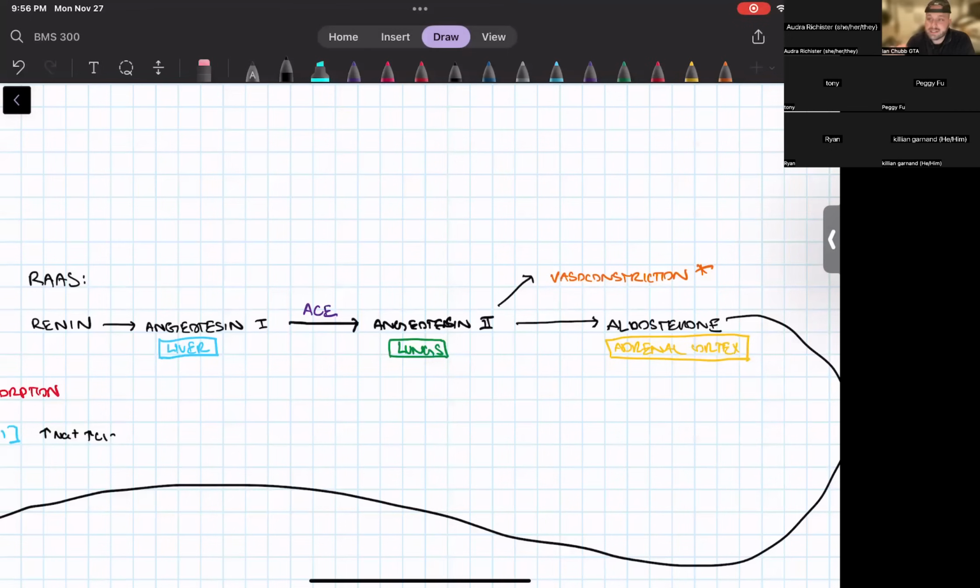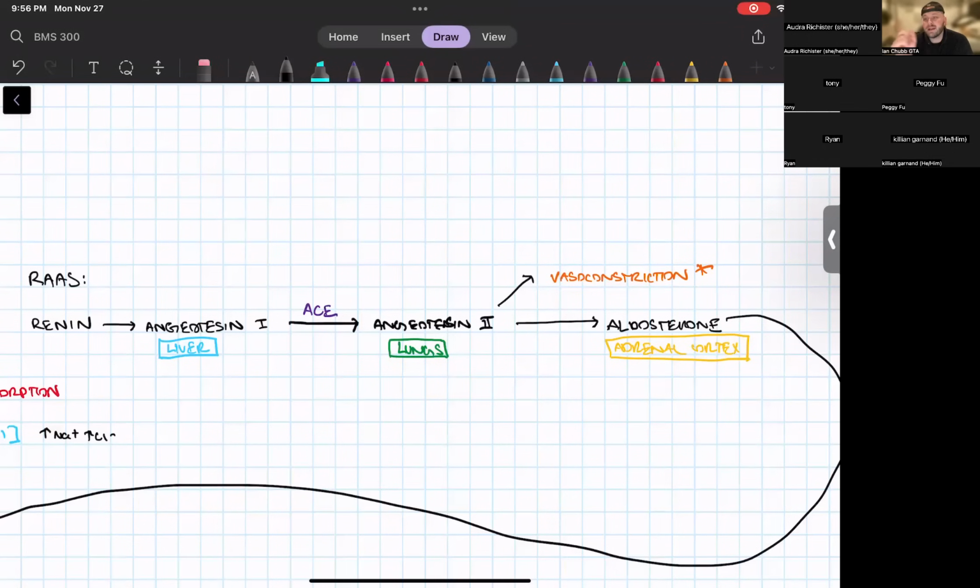Renin is actually released by juxtamedullary cells that are in the afferent arteriole. So the afferent arteriole, which is where the blood is entering into the glomerulus, has mechanoreceptors. If those receptors feel less stretch on the artery, then it's going to be like, oh shoot, our blood pressure is dropping. We need to increase our blood pressure. So renin is released from those cells.